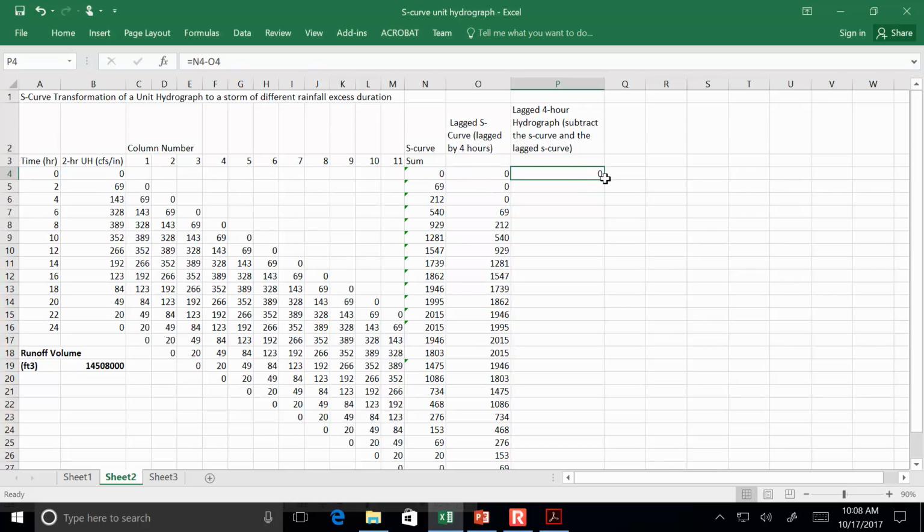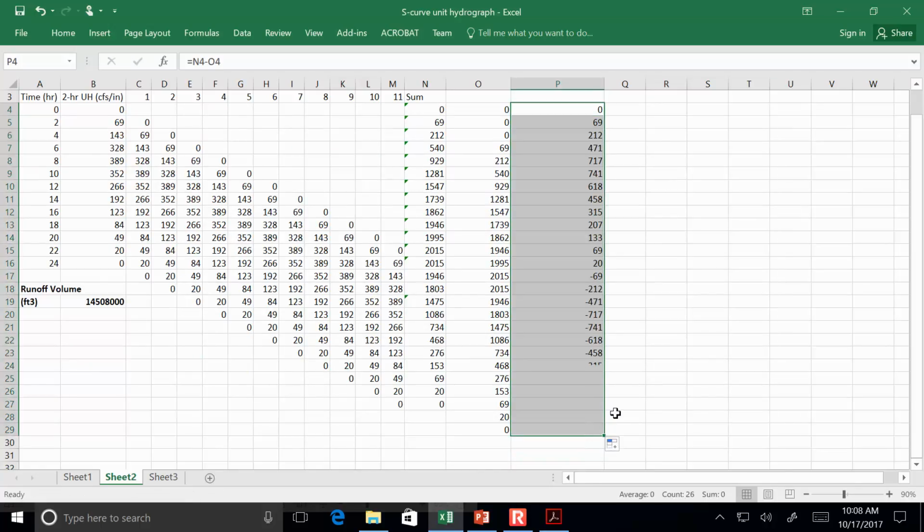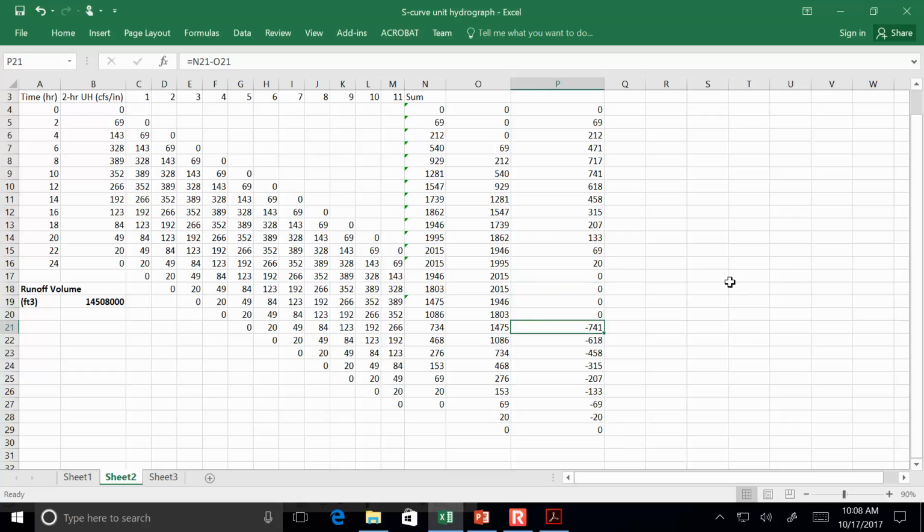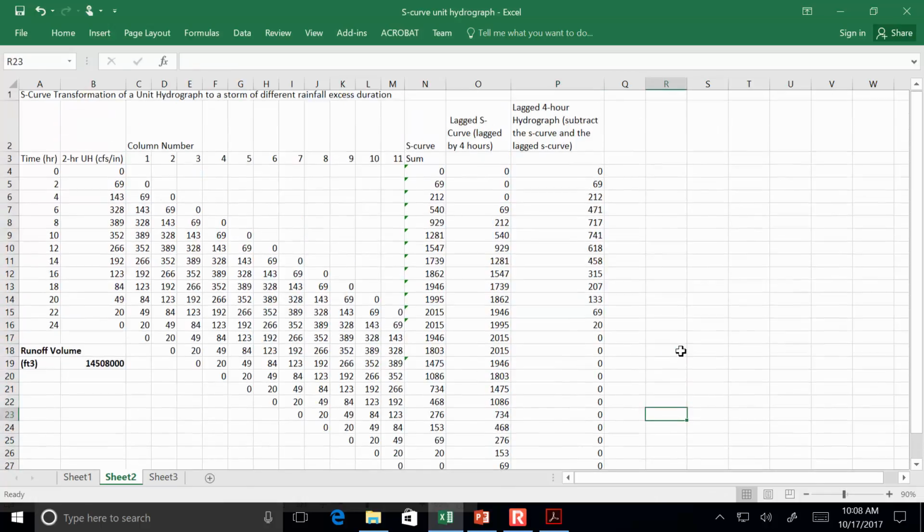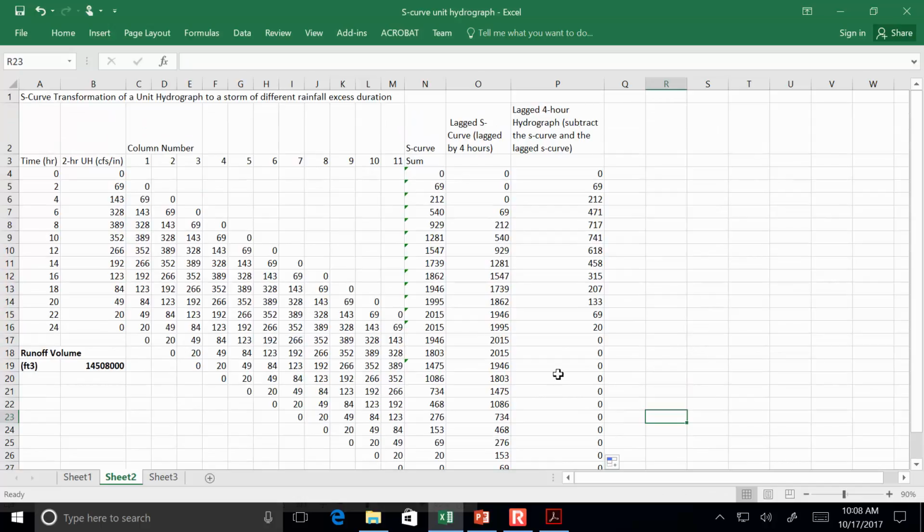And then drag that down and it's going to do something magical. Once it gets to 0, we can just fill in the rest, like these negative numbers here. Let's see, 20 is the last real value. Then from there it's just 0, 0, 0, 0, 0, 0. So this is why we didn't need to continue with additional columns, is eventually, since the S-curve ends, then the lagged S-curve doesn't need to continue any further as well.